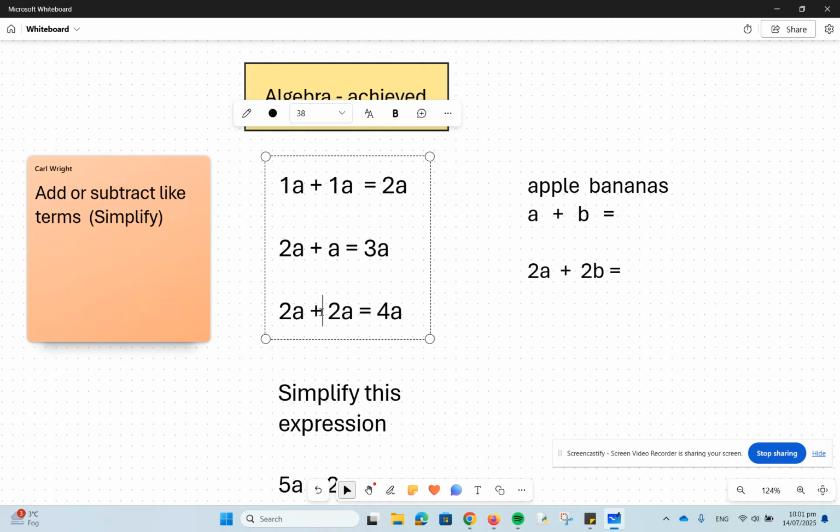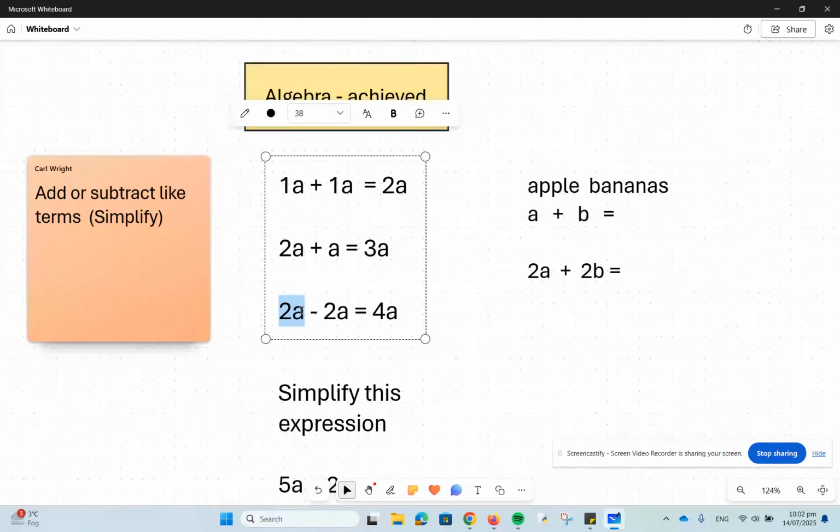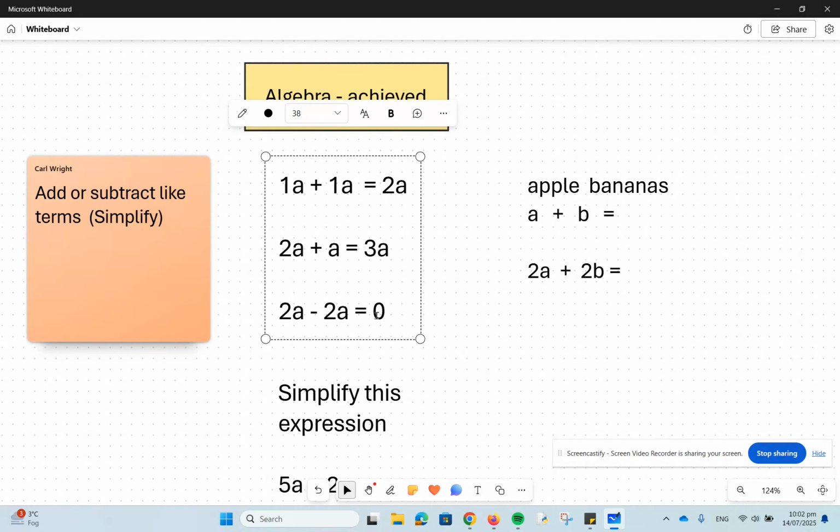Now, if this was subtracting, say you've got 2 a's and you minus 2 a's, what would be left over? They'd all be gone, wouldn't they? If you imagine you had $2 in your bank account and you took away $2, you've got no more. Okay, so plusing or minusing, we'll have 4 a's.